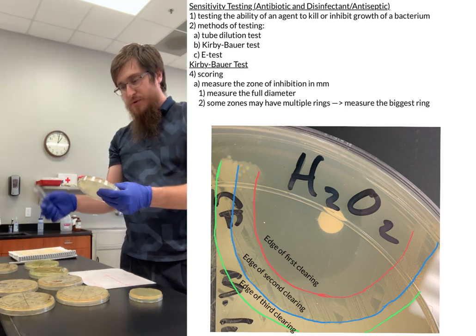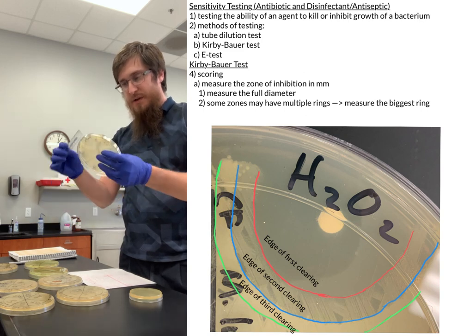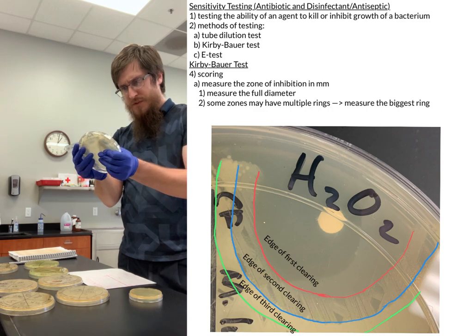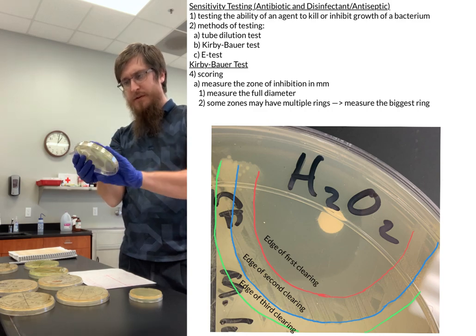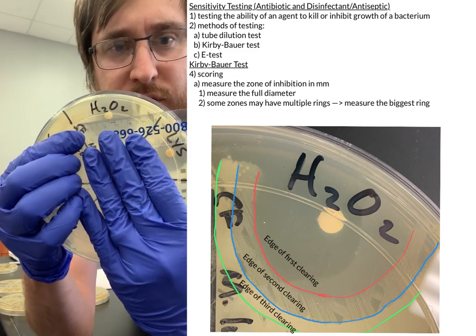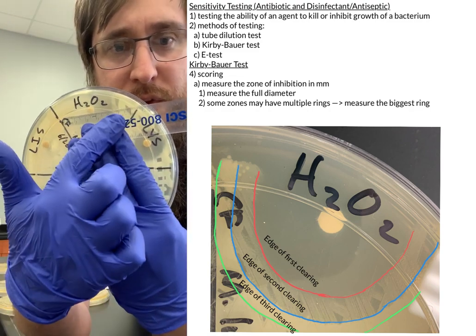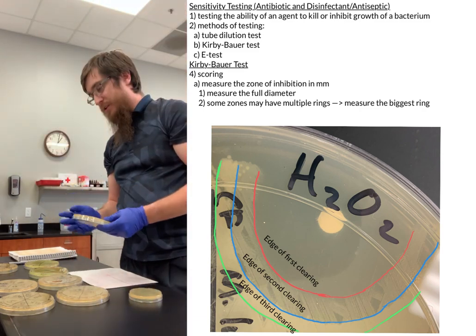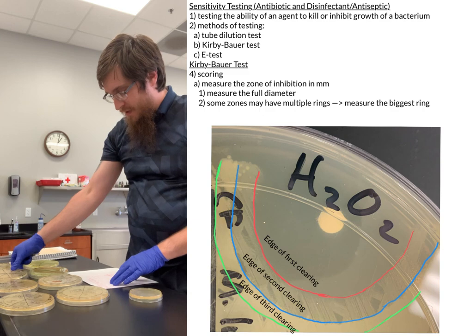So if I were to measure that out, kind of like that, I would be going all the way to that outer ring, so it would be about 50 as I'm going across. So that's one way that this can be a little bit tricky to look at.